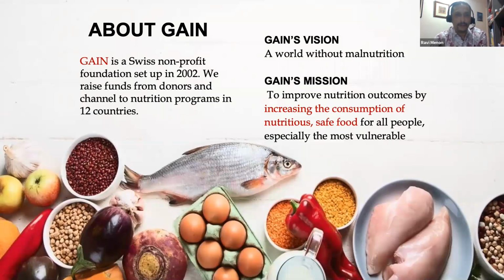Right, so a little bit about GAIN for those who do not know. GAIN is a Swiss nonprofit foundation set up in 2002. What we do is, like any NGO, we raise funds from donors and we channel them to nutrition programs in 12 countries. Our vision is a world without malnutrition, and our mission is to improve nutrition outcomes by increasing the consumption of nutritious and safe food for all people, especially the most vulnerable. Next, please.